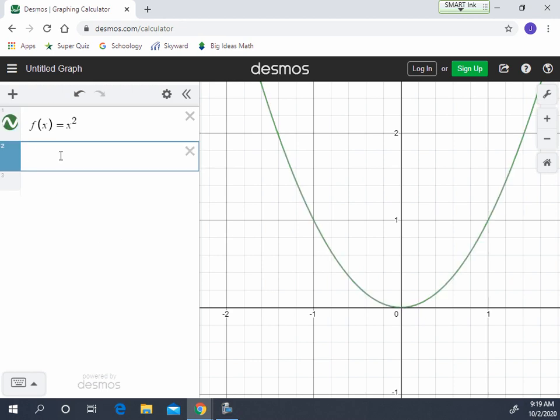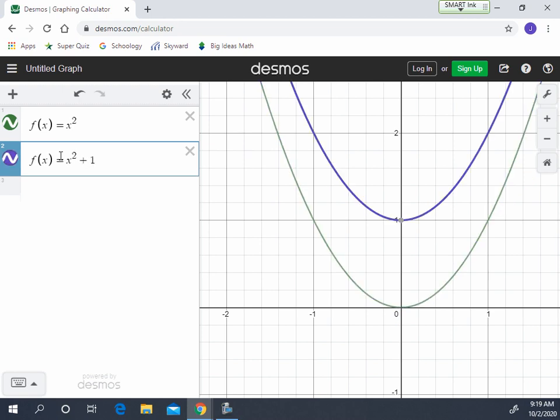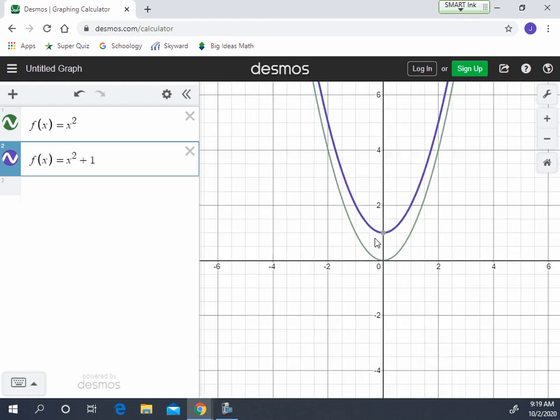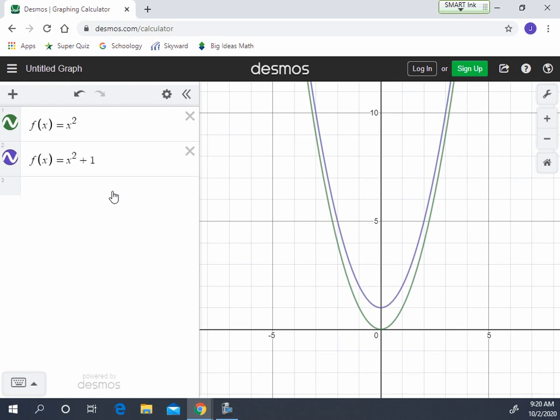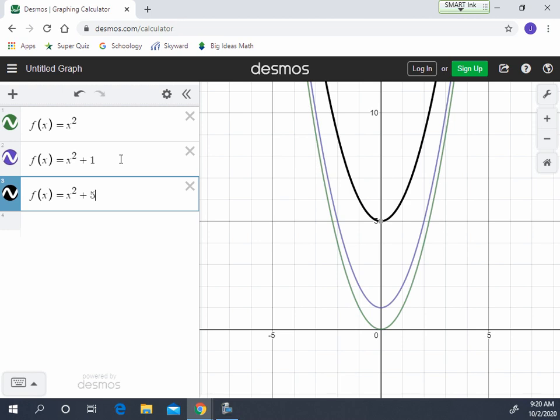Now we're adding a number out front. Let's say f of x equals x squared plus 1. What'll happen there? And notice our vertex changed. Our vertex went up to 1. It shifted up one spot. What do you think will happen when we say f of x equals x squared plus 5? And our vertex, again, it changes. The graph is going up and our vertex is at 5.